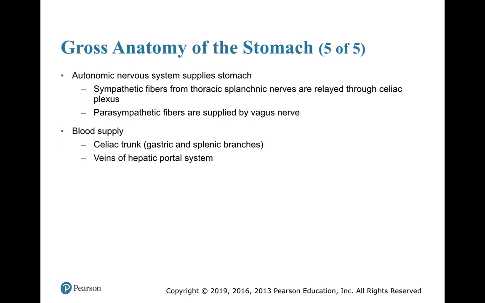The autonomic nervous system supplies the stomach. There are sympathetic fibers from the thoracic splanchnic nerves that are relayed through the celiac plexus, and parasympathetic fibers supplied by the vagus nerve. Its blood supply comes from the celiac trunk, gastric and splenic branches, and its veins are part of the hepatic portal system.